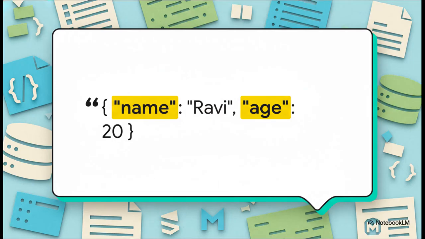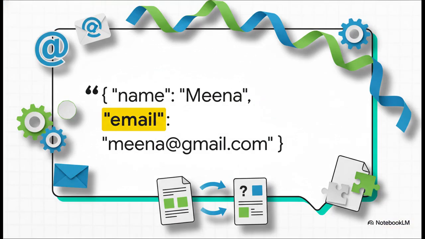Take this, for example. We've got a document for a user named Ravi. It has two fields, name and age. Pretty standard stuff. But now, check out this second document. This one's for a user named Meena. It also has a name, but instead of an age, it has an email. And here's the magic. In MongoDB, these two totally different looking documents can live happily together in the same collection. This is a total game changer.